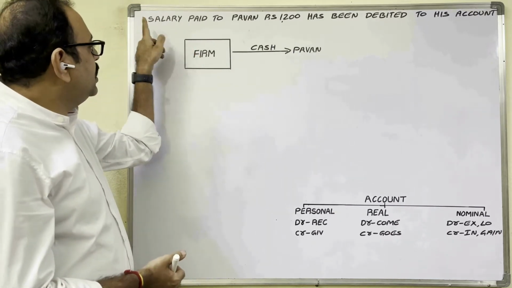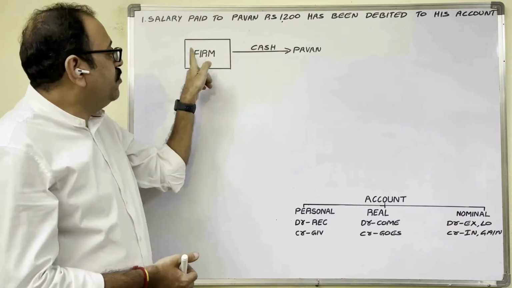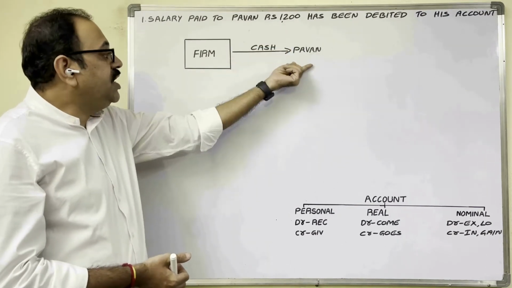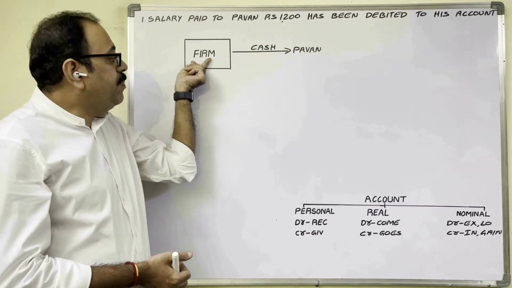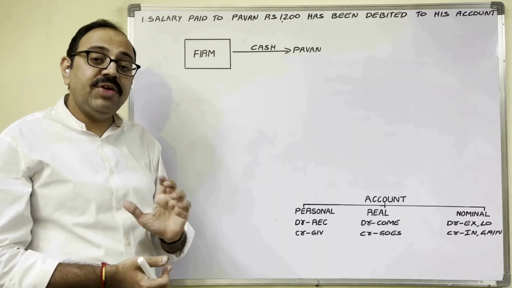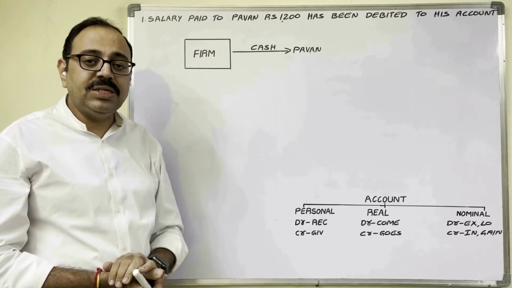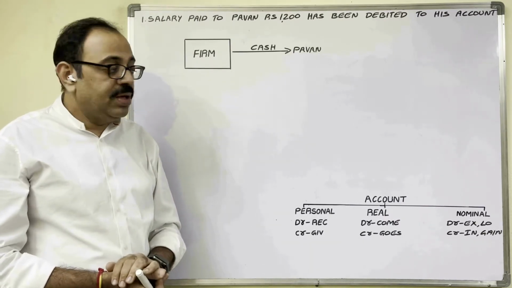So the transaction is salary paid to Pavan 1200 rupees. We are running a firm. Pavan is our employee. We paid salary to him. From the firm, cash is going. To write rectification of error entries, there are some steps we should follow. First step is to see the correct entry.